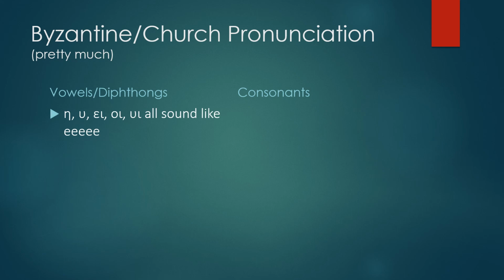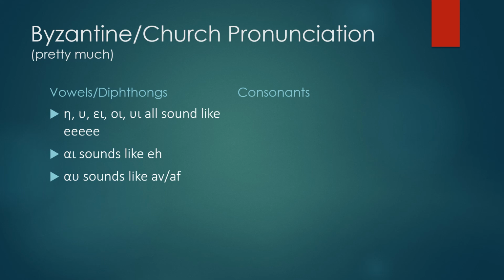Ioticism basically means making like iota. Eta, upsilon, these diphthongs, epsilon iota, omicron iota, upsilon iota, they all sound like E, like iota. Also, the alpha iota sounds like eh and not I. Additionally, alpha upsilon starts to sound like av or af.